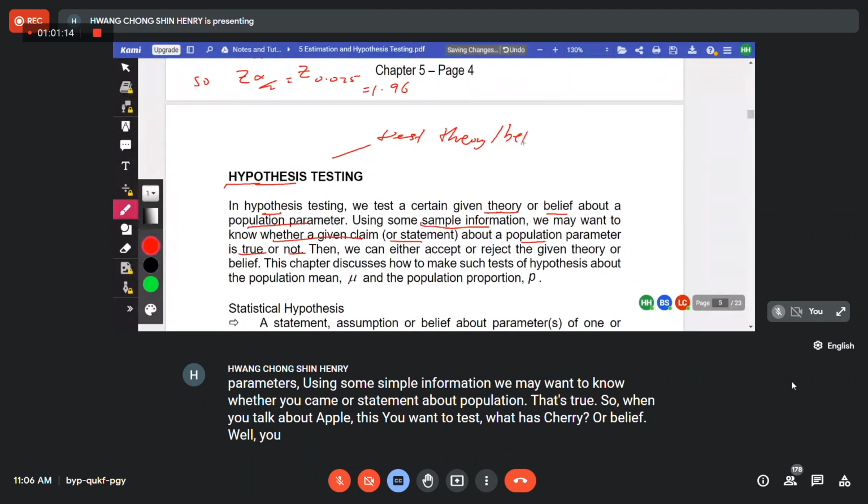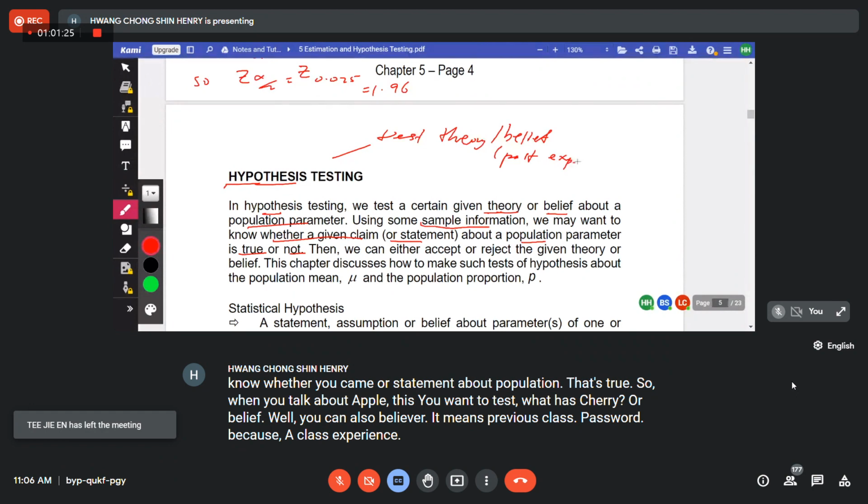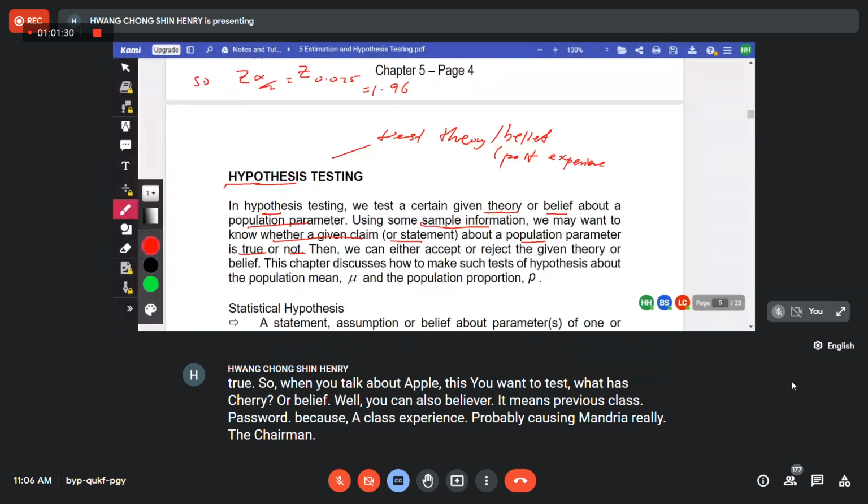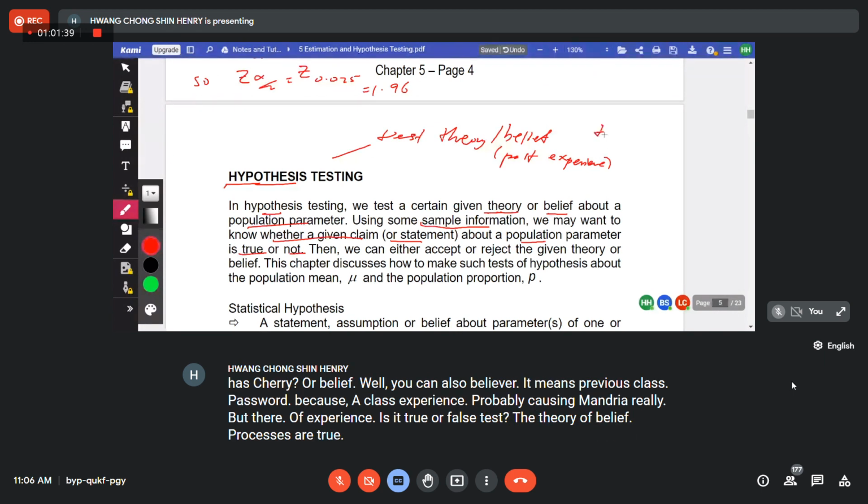You know what's called belief? Belief means past experience. What do we call belief in Mandarin? Kepercayaan, is it? Past experience. Is it true or false? Test the theory or belief, past experience, whether it is true or false. So I want you all to take note of these words: either true or false. Example.